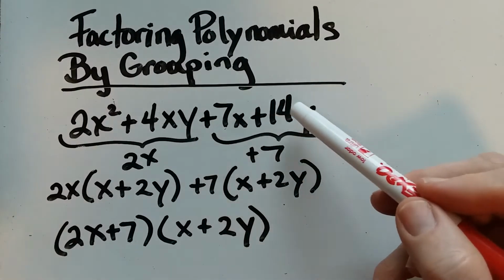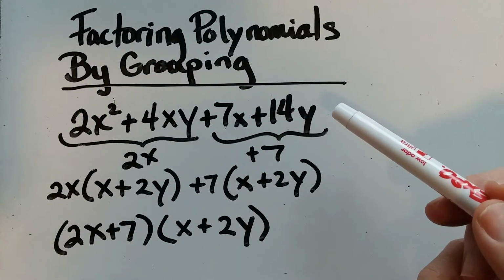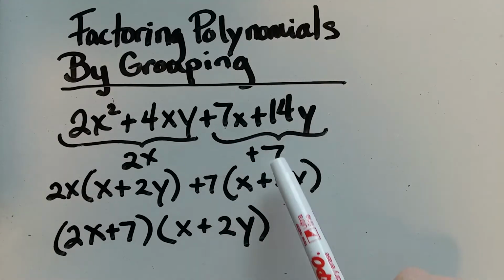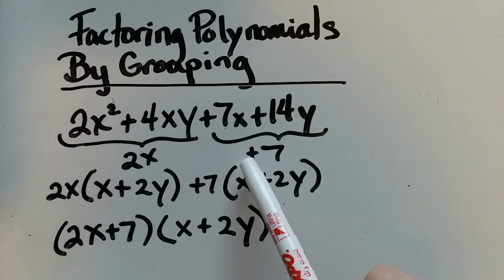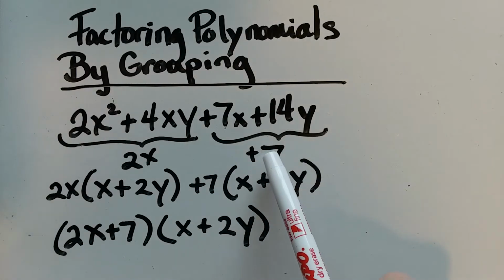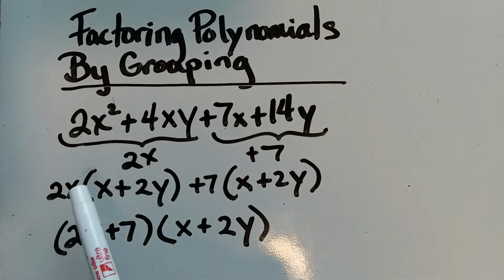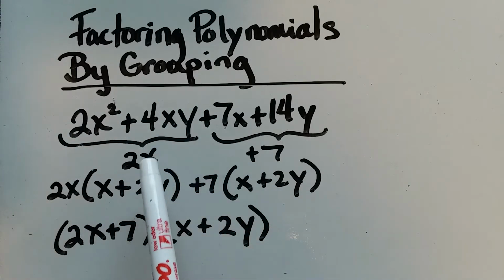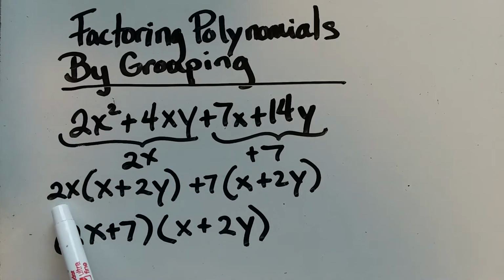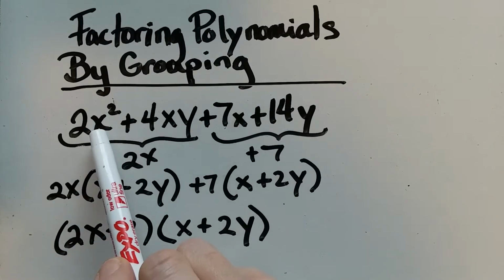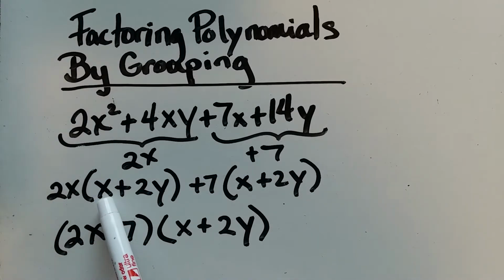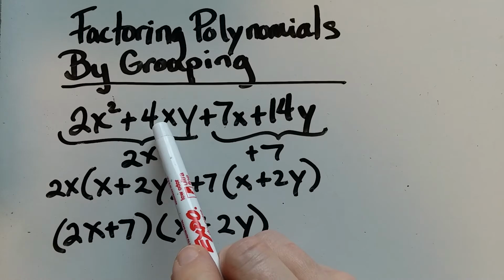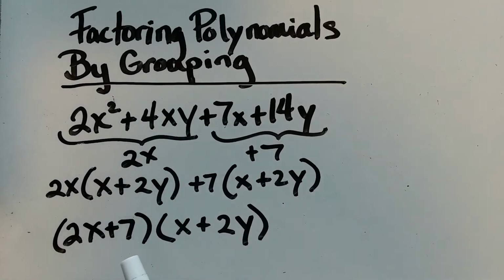And the greatest common factor between these two, well, x and y, you can't draw anything out of that. But 7 goes into 14 twice, so 7 is the greatest common factor. And I put the positive here just to remind me that I'm going to draw that out. So when I draw out 2x out of these two that I've grouped together, I take the 2x out, and then I'm left with just an x. And then what's left is 2y from 4xy.